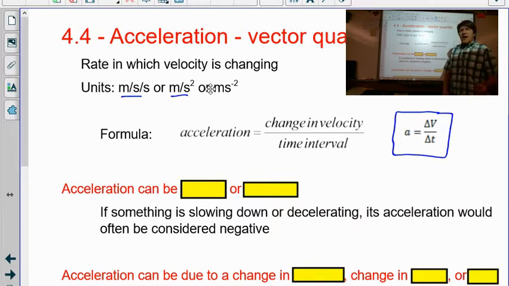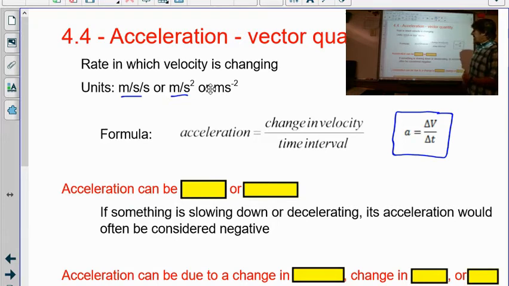Okay. A shorthand formula would be right here: acceleration is equal to the change in velocity divided by time. On your formula sheet, I gave you vf minus vi divided by t. Your final velocity minus your initial velocity is your change in velocity. So you can see it in a number of different ways, but just know it's however much your speed is changing by divided by your time.